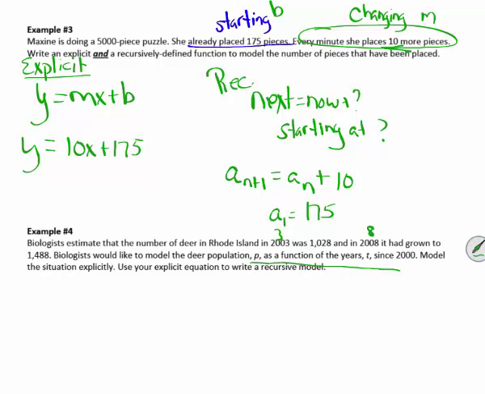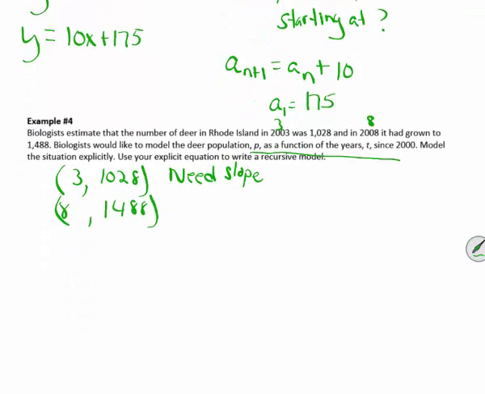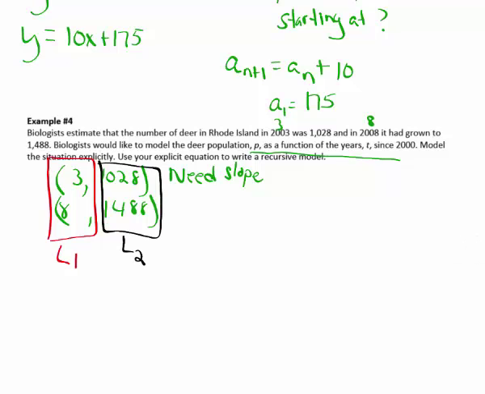Well, it doesn't tell me what it's changing by. So I have to first write these as points from the graph. So my first point would be (3, 1,028). And the second point would be (8, 1,488). Right? Because I need the slope. Well, I'm going to use my technology and put these into my calculator. I'm going to put these into list 1, and these into list 2, and I'm going to do my linear regression.